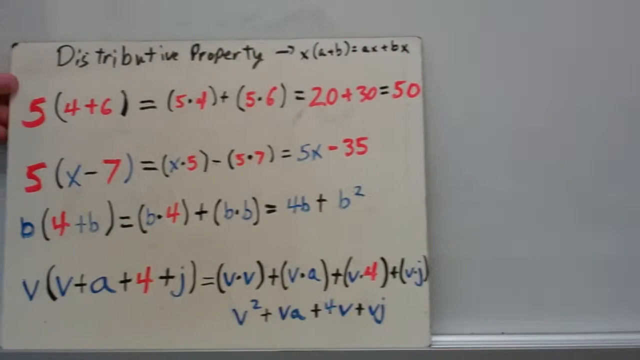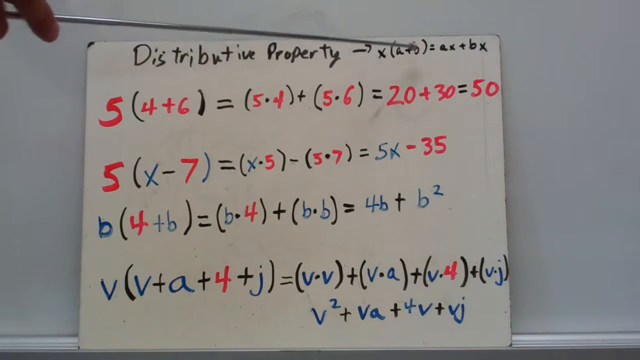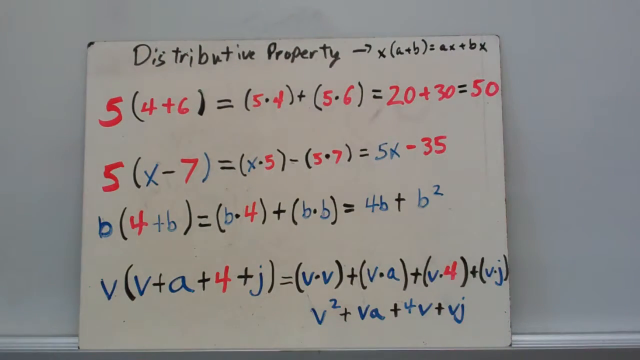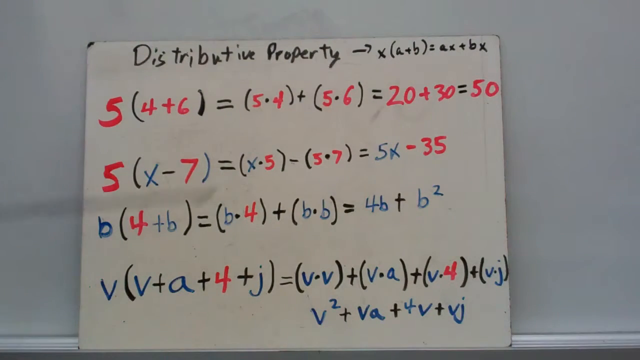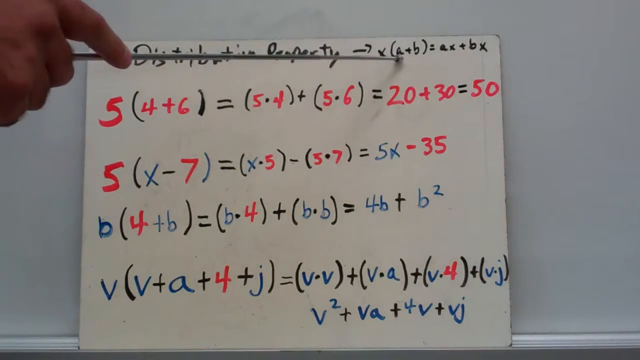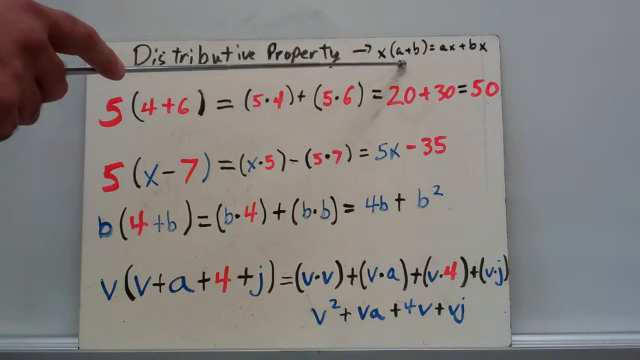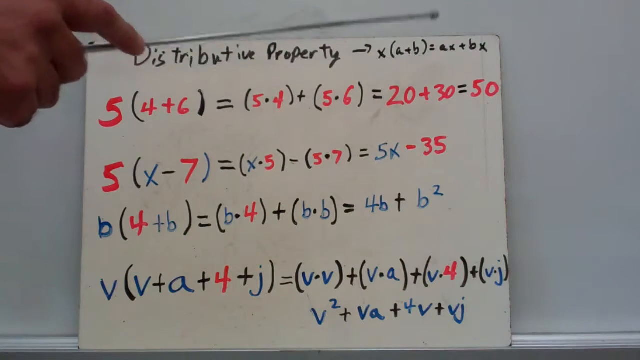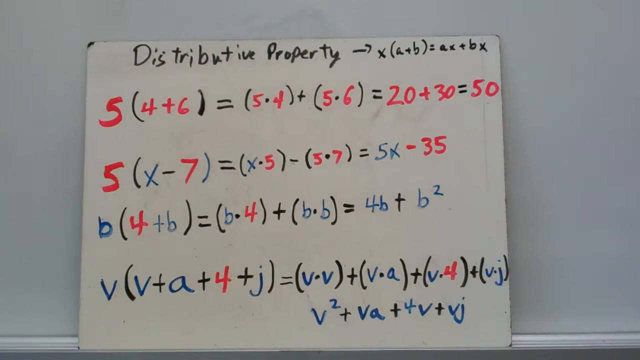One last thing to talk about with combining like terms is what's called the distributive property. And that's where you have a number on the outside of the parentheses. That's equivalent to taking that number on the outside of the parentheses and multiplying it by each of the addends inside the parentheses. So we have a times the quantity of x plus b, which is equal to a times x plus a times b.